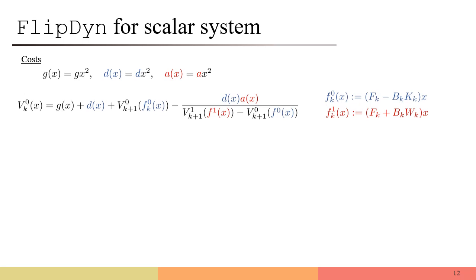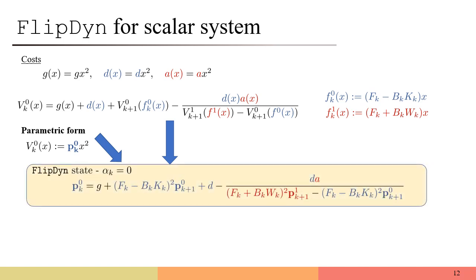We use the value function form we obtained earlier and plug in the linear dynamics for the scalar system with appropriate dimensions. The parametric form for alpha equal to 0 in the scalar system consists of a scalar p_k^0 multiplied with a quadratic state. Using both the value function form and the parametric form, we can obtain a scalar recursion for the FlipDyn state of alpha equal to 0. We notice the state is factored out of the equation, enabling us to compute the value and takeover policy at every stage of the game.